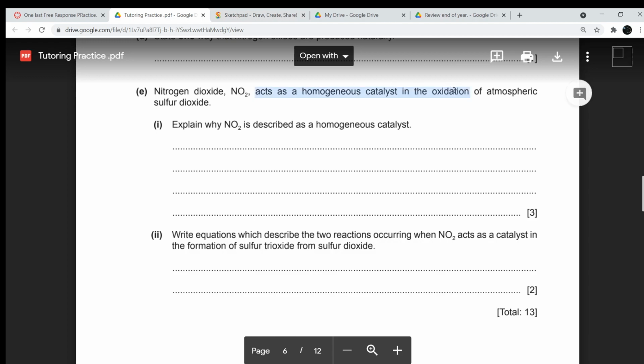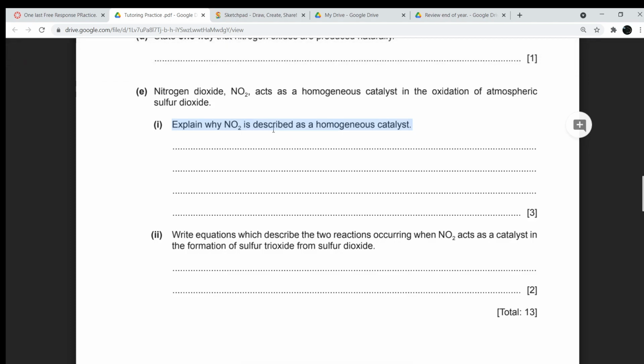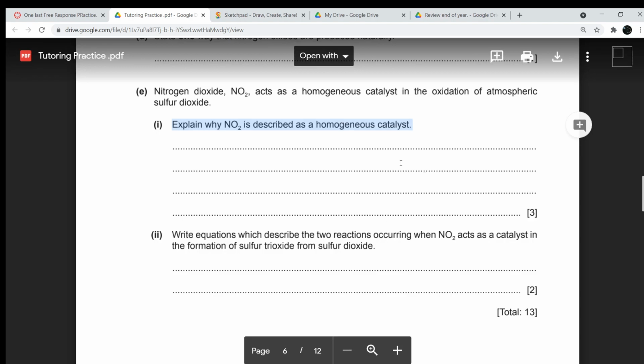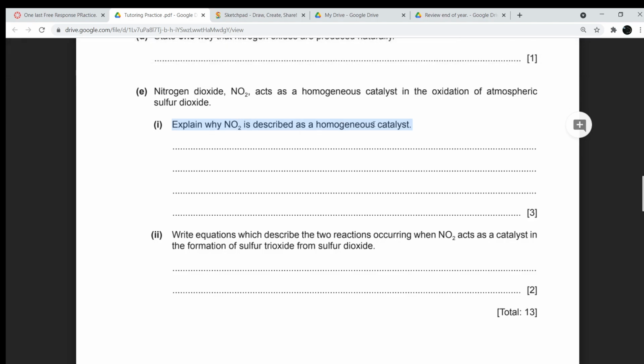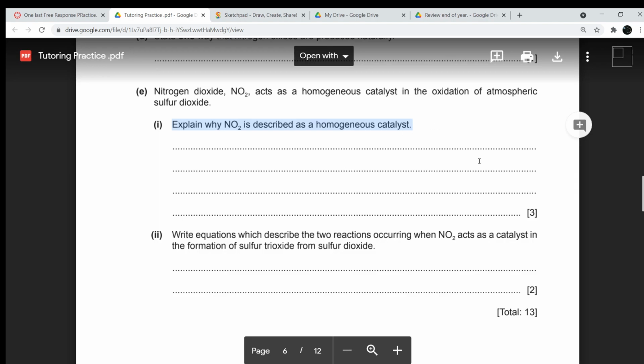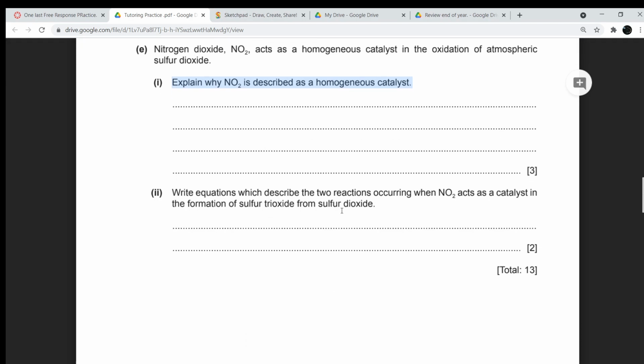Nitrogen dioxide acts as a homogeneous catalyst in the oxidation. Explain why NO2 is described as a homogeneous catalyst. That's because it's in the same state as the compounds that are in the air. It is a gas, and it is helping to oxidize another gas. Because that's happening, and it's in the same state, that's why we say that it's a homogeneous catalyst.